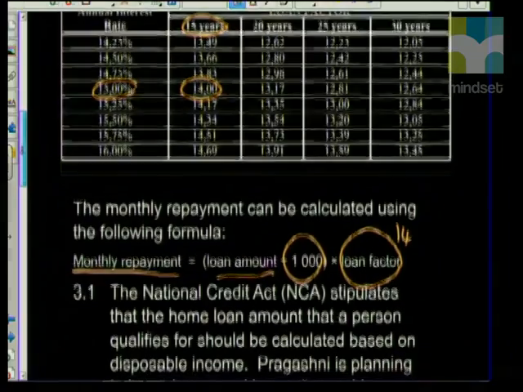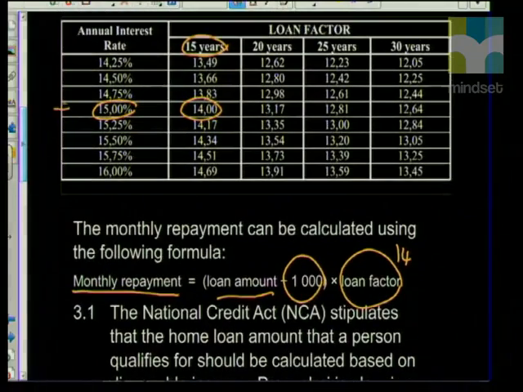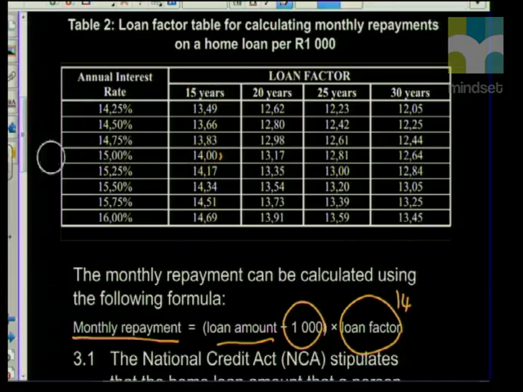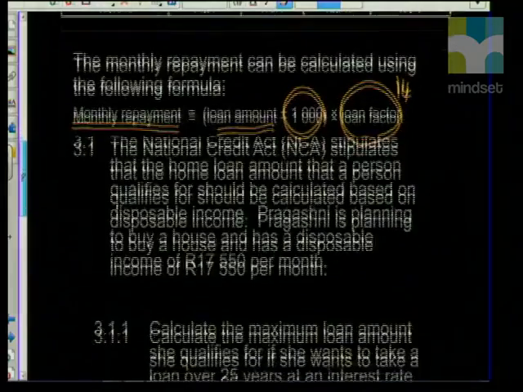Notice that the 14 as a factor is not the same as the interest. So you've really got to look at your table very carefully and make sure that you do not get them confused. Read off the table carefully. Now, let's have a look at the example.